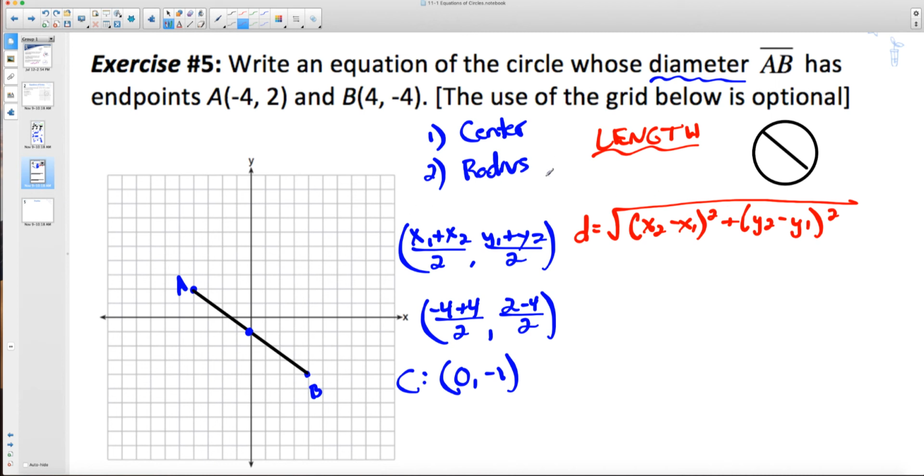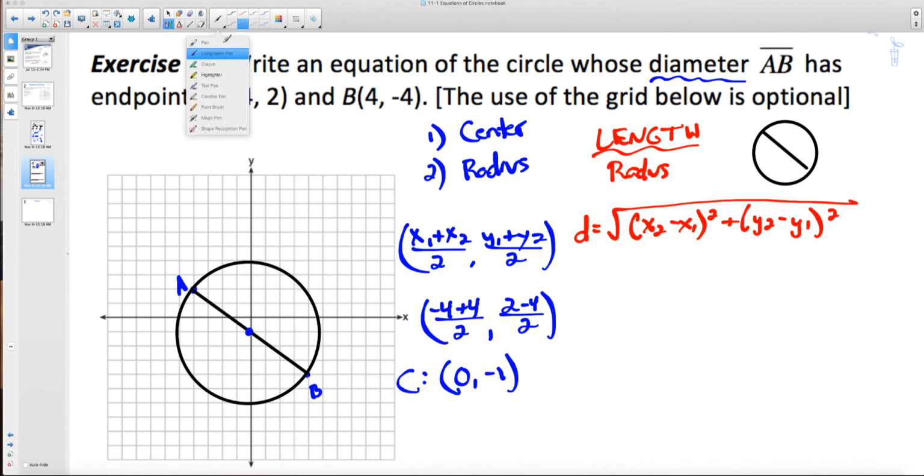So what are we going to find the length of? We're going to find the length of the radius. So radius, if I'm kind of drawing this out here, here's my center now. I could find the radius from the center to A or from the center to B. It doesn't make a difference. I'll do center to A. So I'm going to find the distance of this line segment. So I'm going to use point A and the center in the distance formula.